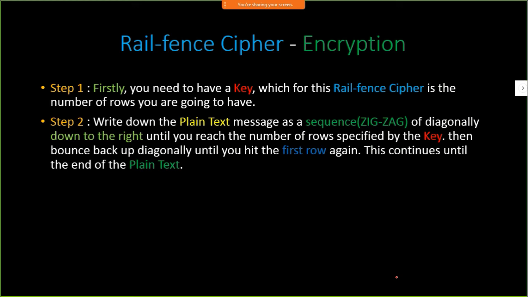Write down the plain text message as a zigzag sequence. So the rail fence cipher is also known as the zigzag cipher technique. Write down the plain text message as a zigzag, diagonally down to the right, until you reach the number of rows specified by the key. Number of rows, just look into it. Then bounce back up diagonally until you hit the first row again.